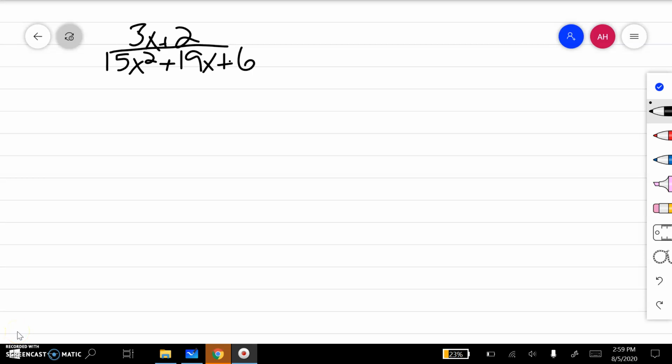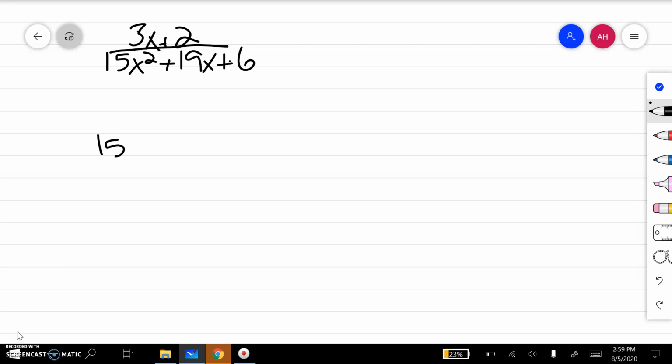All right, guys, this is a simplifying rational expressions problem. So when you're simplifying these, all it really means is to factor and cancel whatever you can. On the top, we can't factor 3x plus 2, but on the bottom, I can factor that, or at least try. There's 3 terms and a number in front of x squared, which means I'm going to try to do this with bottoms up.